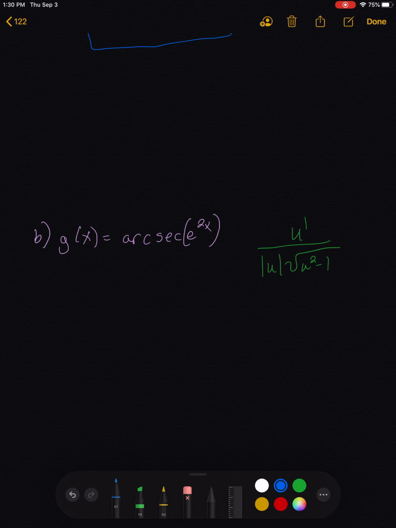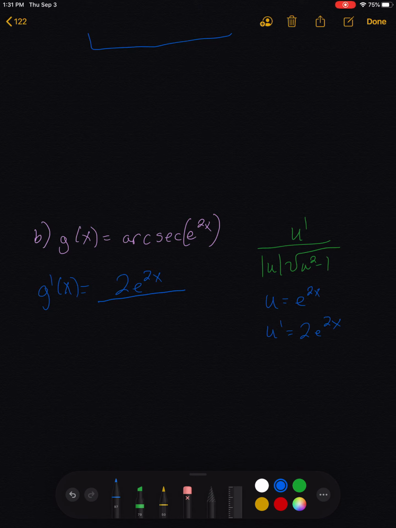Okay, so for this example then, our u is going to be e to the 2x, so u prime would be 2e to the 2x. So our derivative, g prime of x, in this case, is u prime, 2e to the 2x, over, okay, so we have absolute value of u. So that would be the absolute value of e to the 2x.